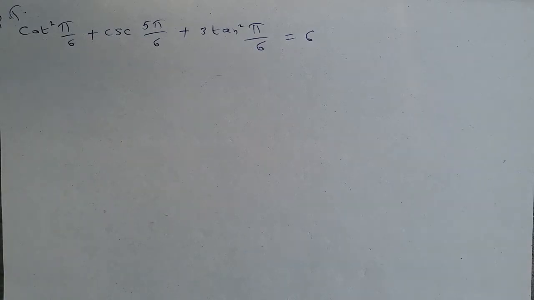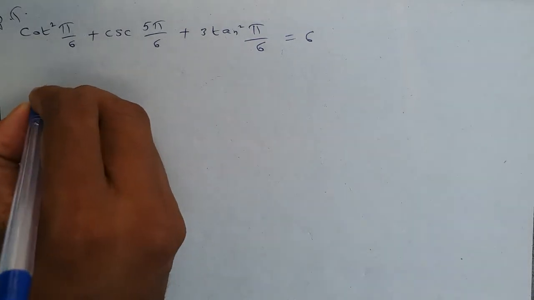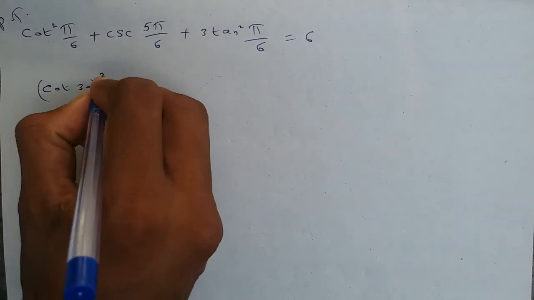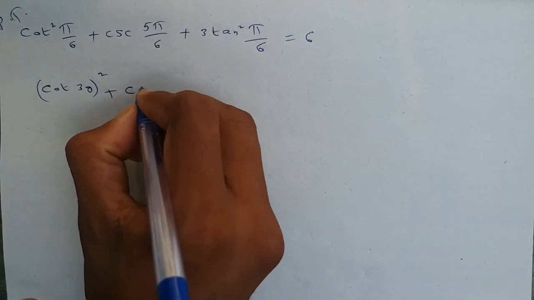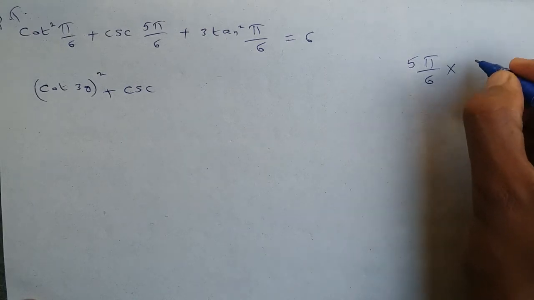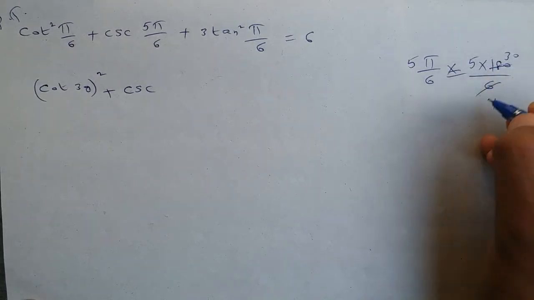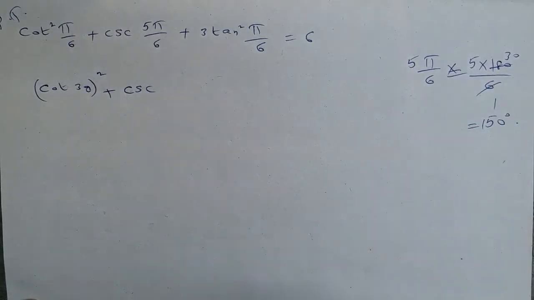Okay, the next question is show that cot²(π/6) + cosec(5π/6) + 3 tan²(π/6) = 6. Again, in the place of π, I will substitute 180 degrees. So 180 by 6, 30 degrees. So we will get cot² 30 plus cosec 5π/6. In the place of π I am substituting 180. So 5 into 180 by 6, 6 ones are 6, 30s are, so 5 into 30, 150 degrees.